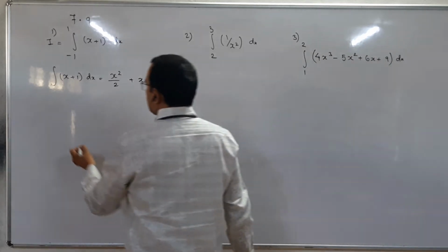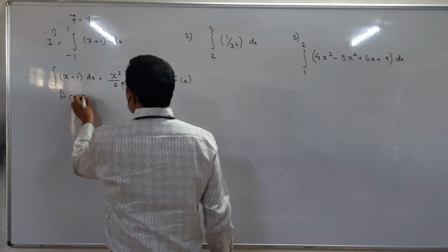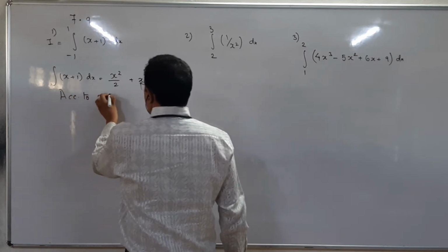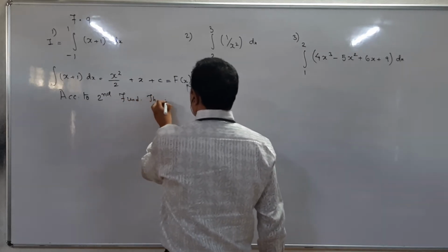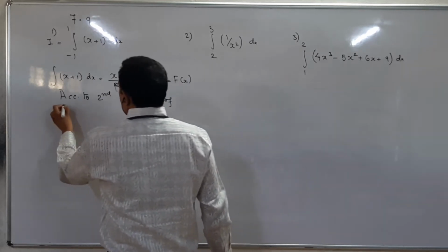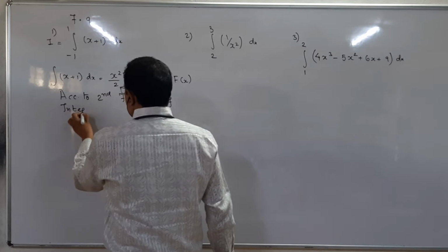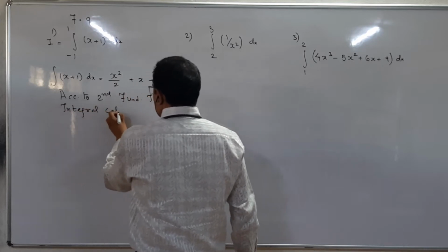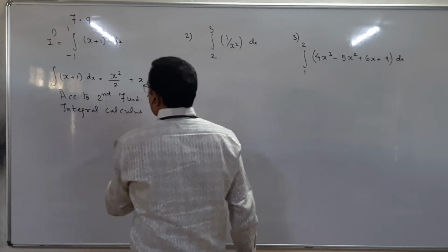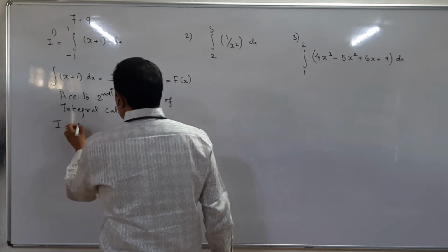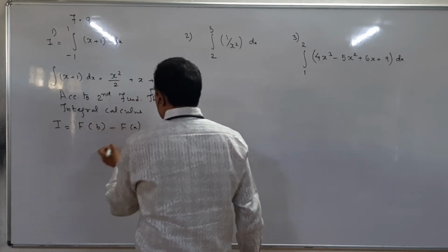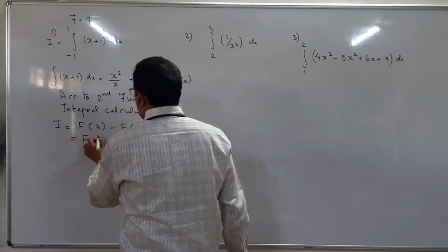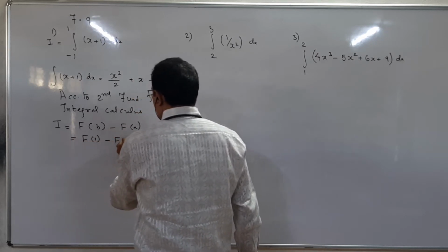So, according to the second fundamental theorem of integral calculus, the value of I will be f of b minus f of a. So it is f of 1 minus f of minus 1.